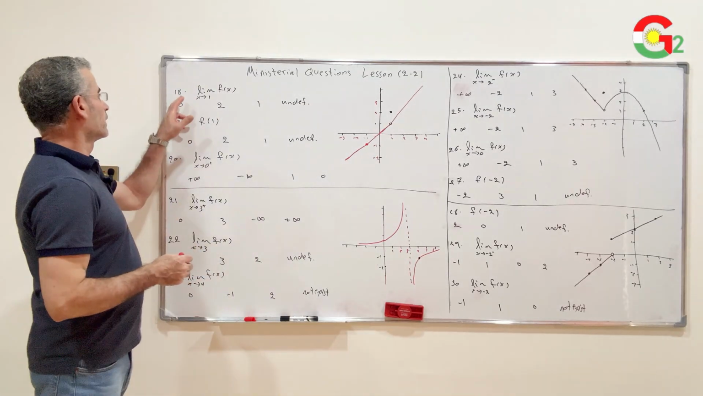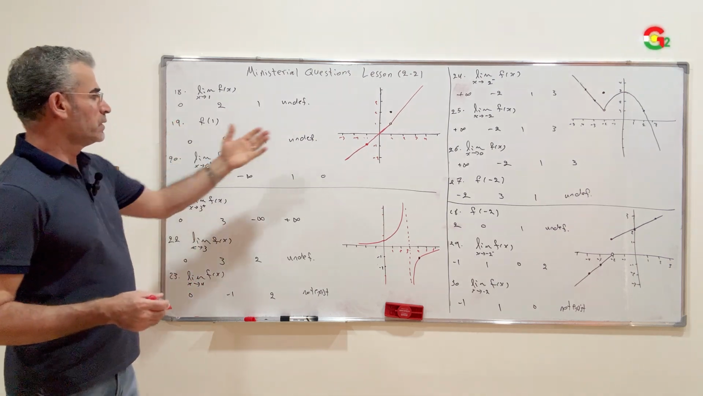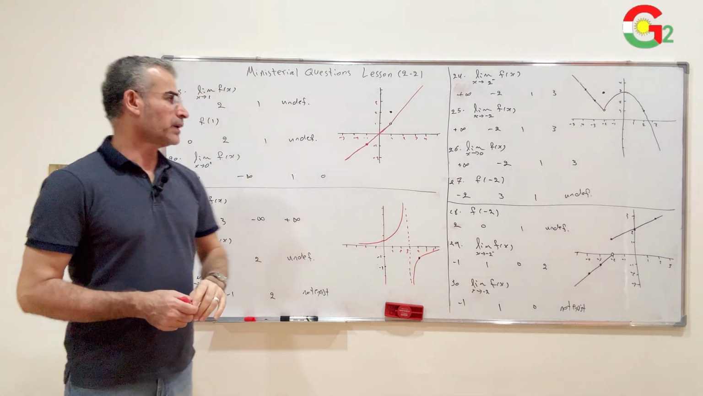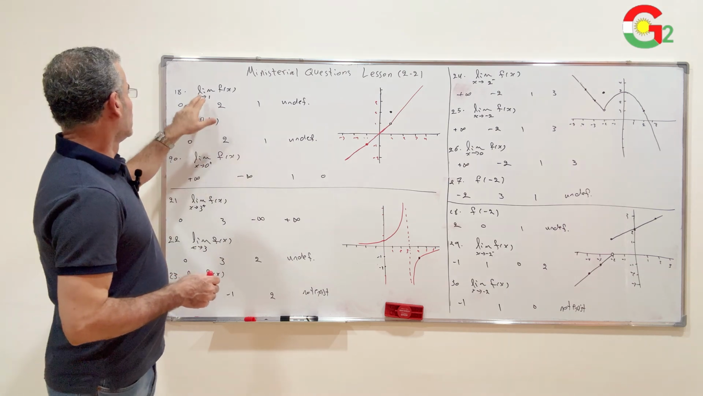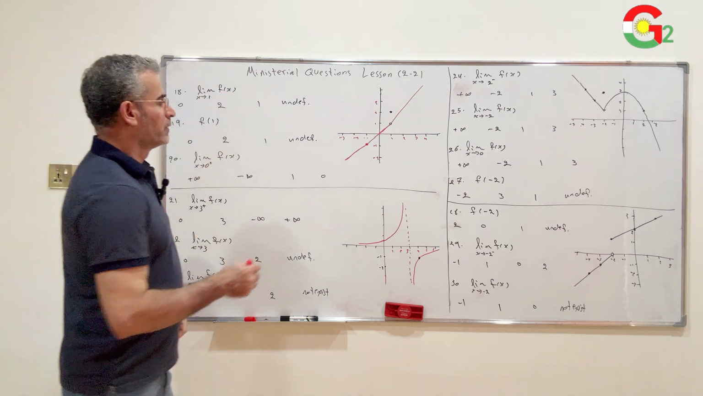Question number 18 to 20, use this graph to answer it. Limit f of x when x approaches 1. This is 1.